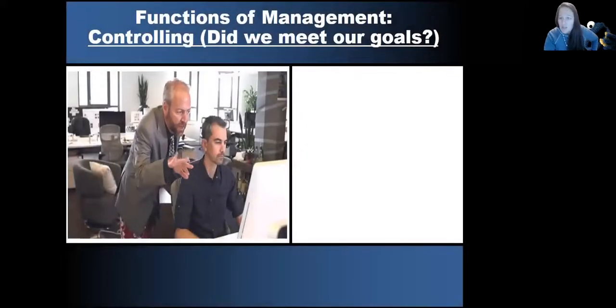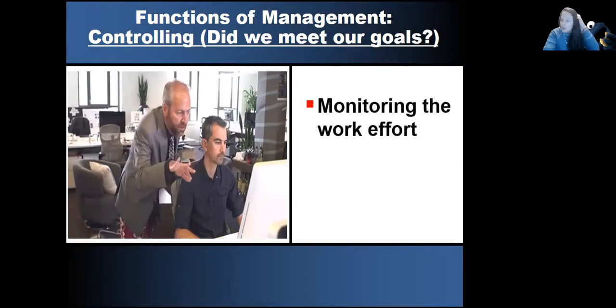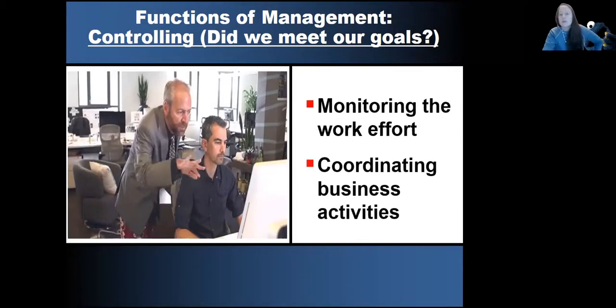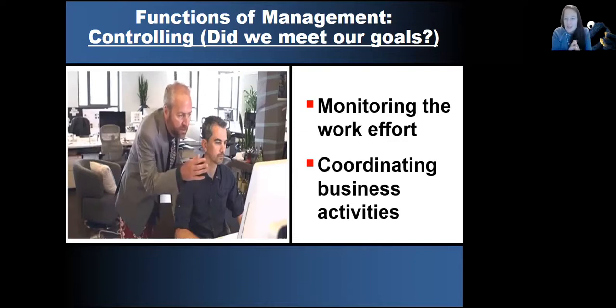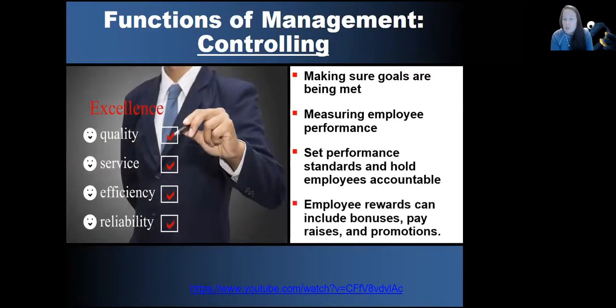And the last function of management is controlling. So this is checking to make sure that our employees are on track and that we are accomplishing our goal. So you're just monitoring your employees' work effort, and then you're just coordinating some business activities to be sure that that goal is being met. You're also measuring the performance of your employees. So each employee, you'll do some type of observation. You observe them to see, okay, what are they doing? How are they doing it? Are they meeting their goals?